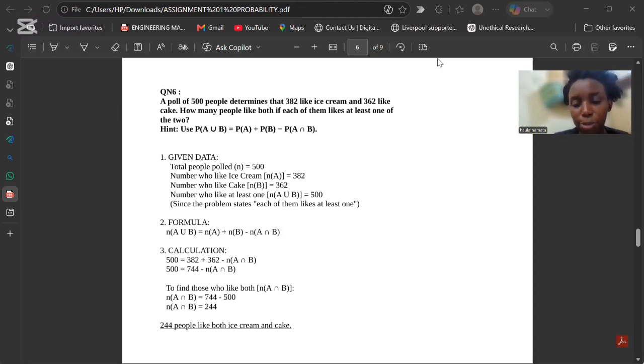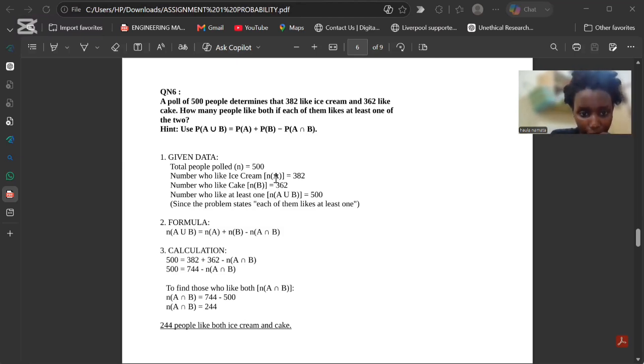Probability of A union B equals probability of A plus probability of B minus the intersection. This is going to enable us to find the intersection because we are looking for the intersection. So we were given the total number of people, which was 500. And then the number of people who like ice cream, if I say ice cream is A, we call that 382 people. And then the number of people who like cake, which was 362. So these numbers of people who like ice cream and the number of people who like cake are inclusive of the number of people who like ice cream and cake.